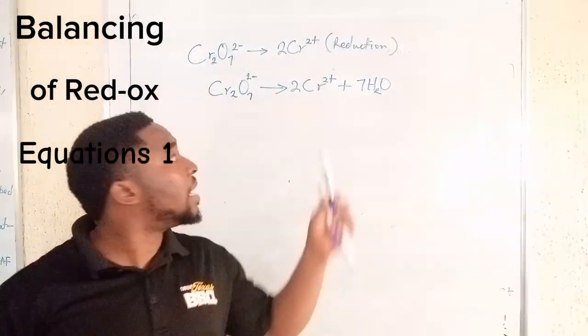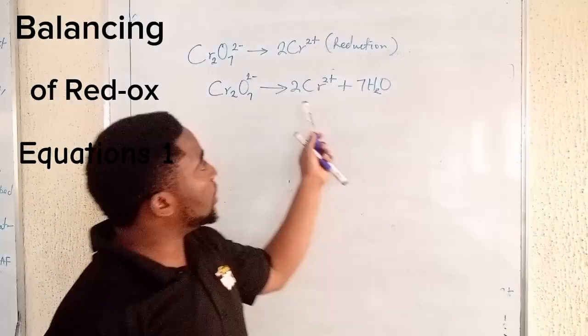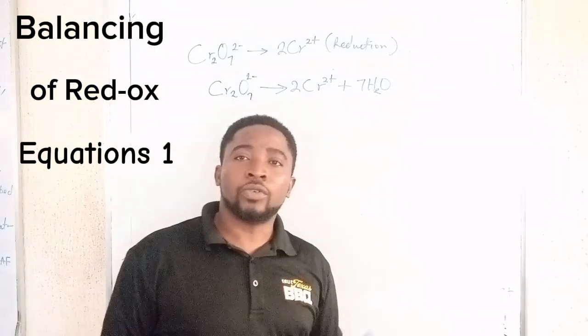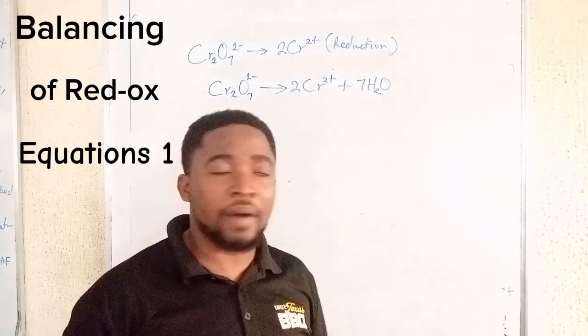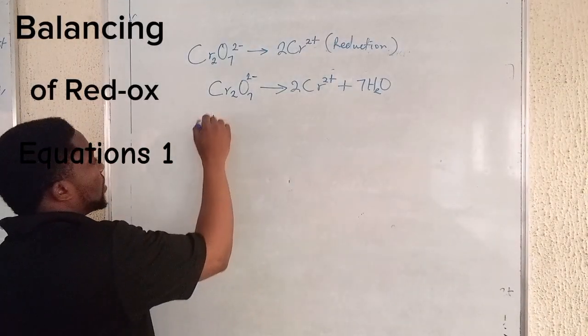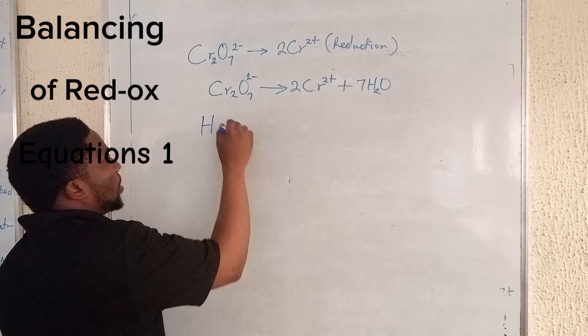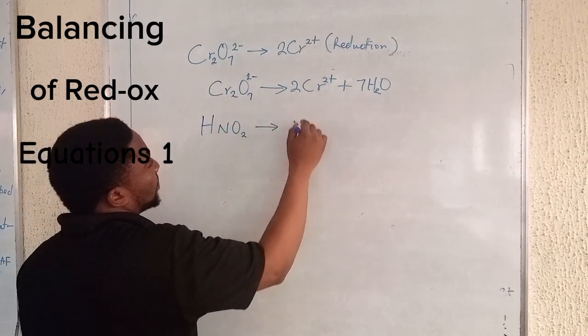Alright, so having added 7 moles of water to the product side to balance the number of oxygen atoms we have in the equation, I will do the same thing in my oxidation half equation.